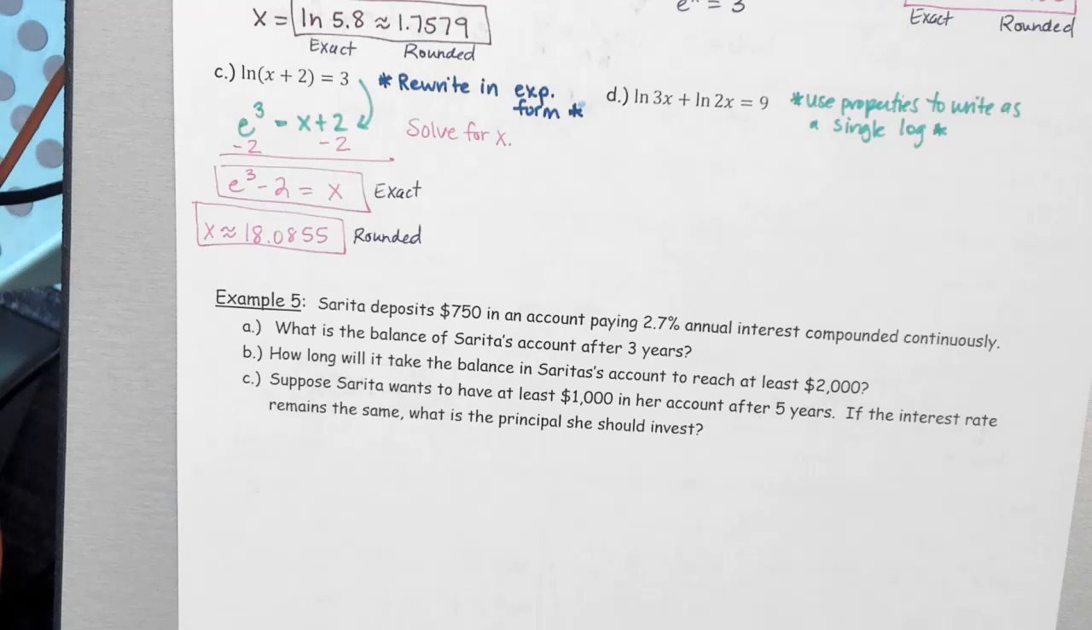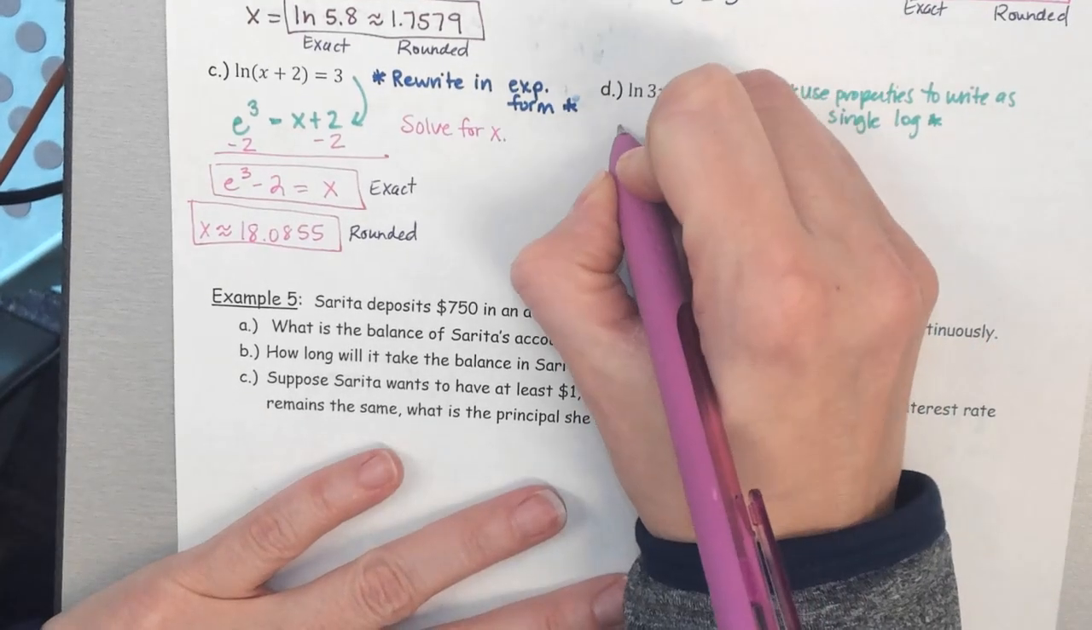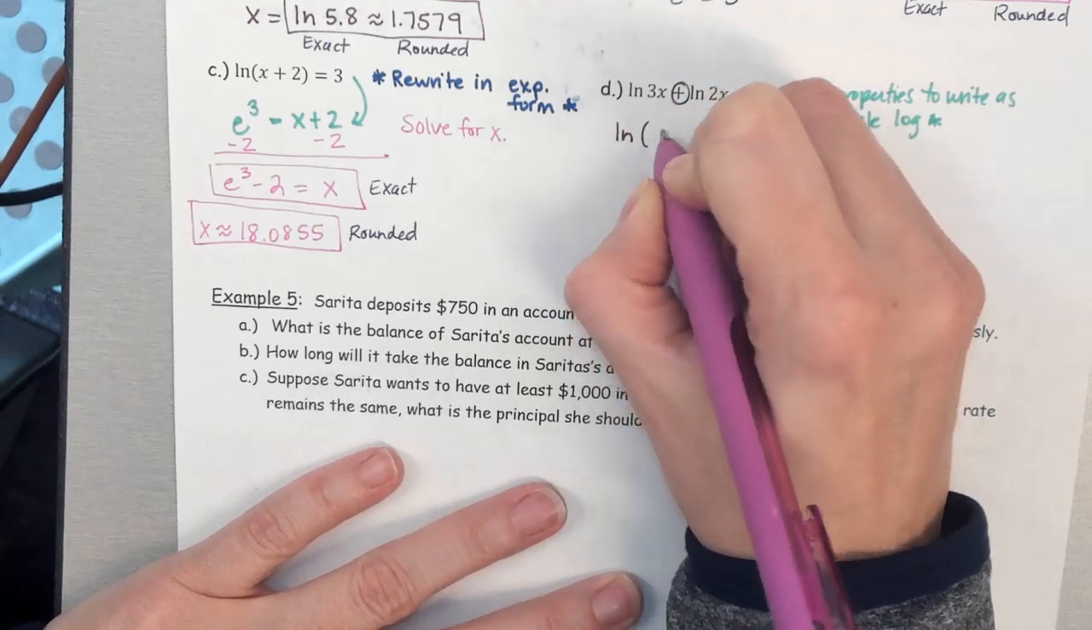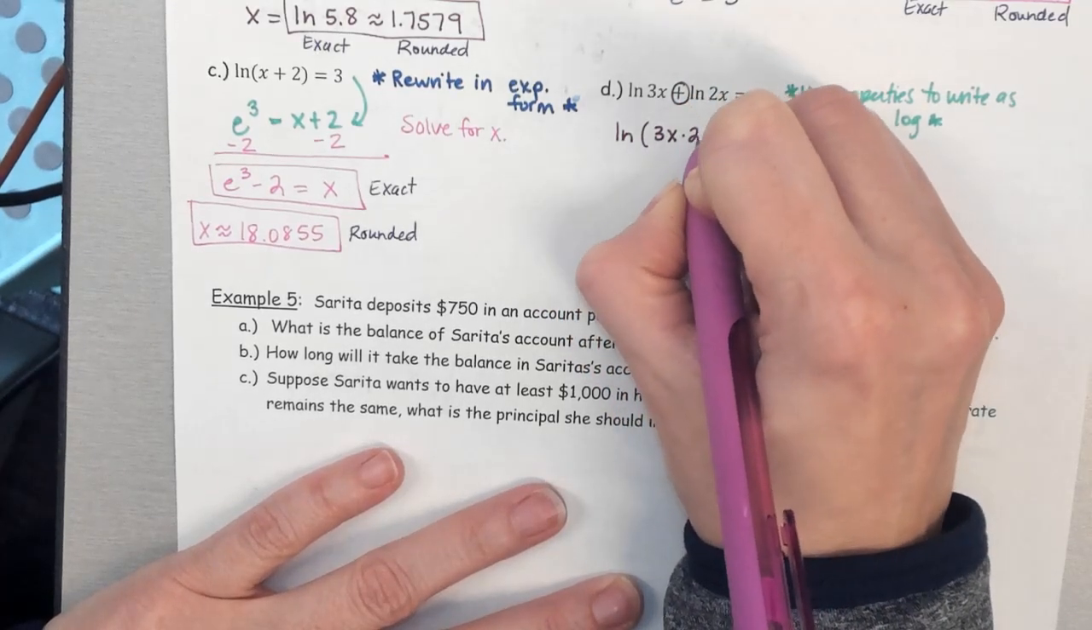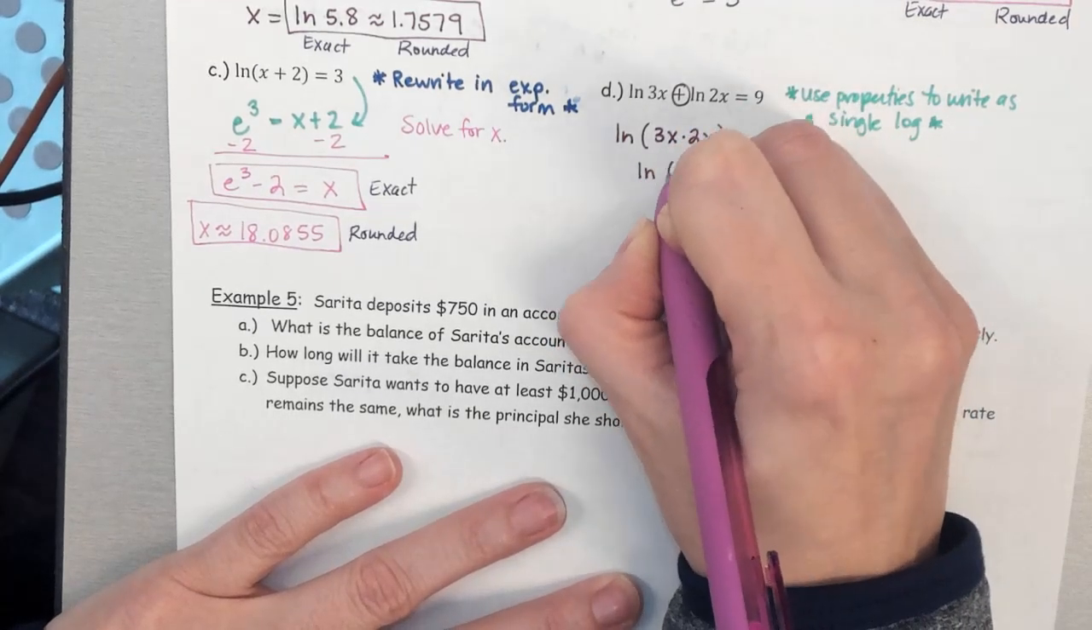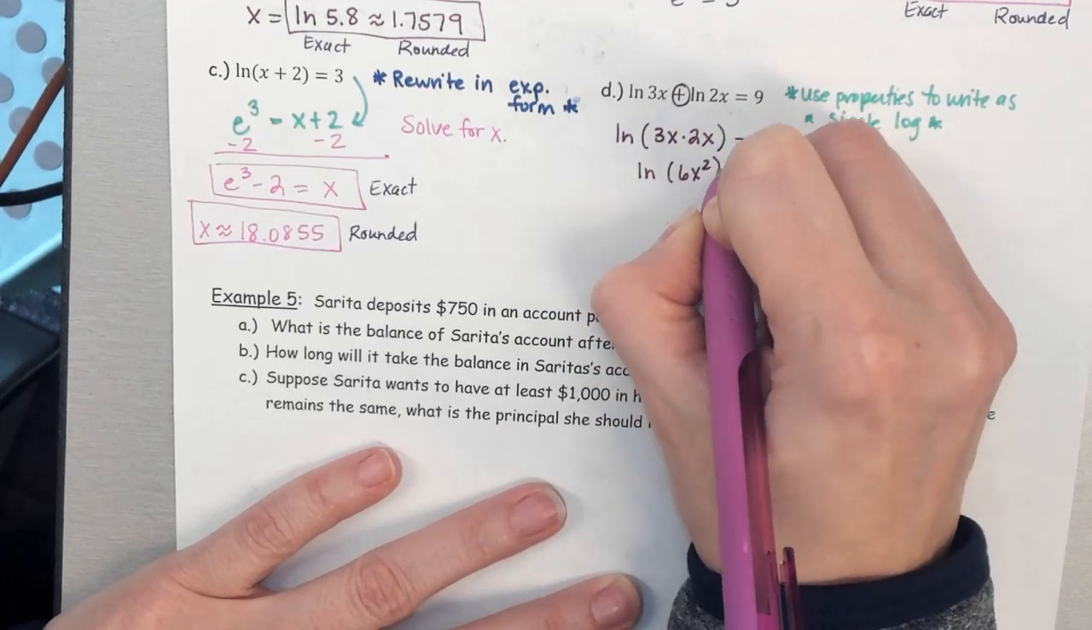All right, how'd you do? So you're going to use the product rule, right? Did we use the product rule? So this would be the natural log, because if you have addition, remember, you can make it the natural log of 3x times 2x. And 3x times 2x is going to be 6x squared.